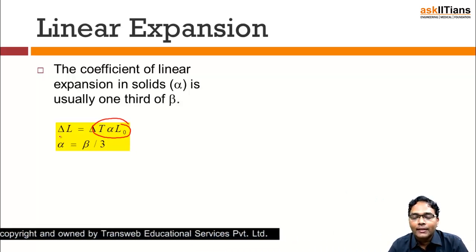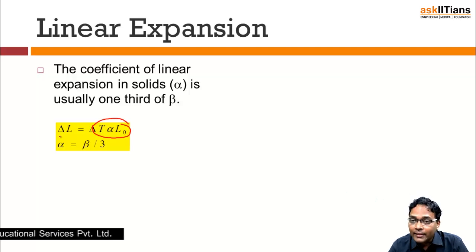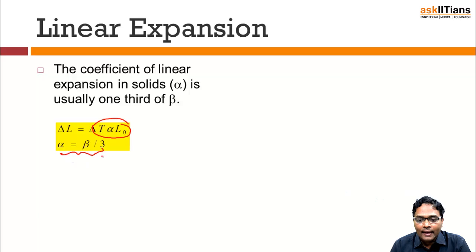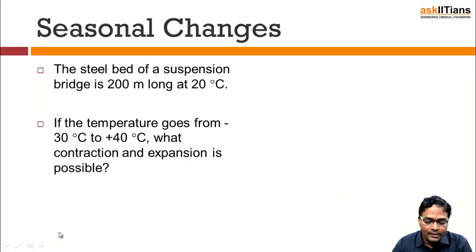So the coefficient of linear expansion of solids is alpha. If you write it in terms of alpha, we find that alpha is nothing but beta divided by 3. So the linear coefficient of expansion is related to the volumetric coefficient of expansion by a factor of 3, or we can also reverse it and say that beta is equal to 3 times alpha. Okay, let's try to do some problem on it.